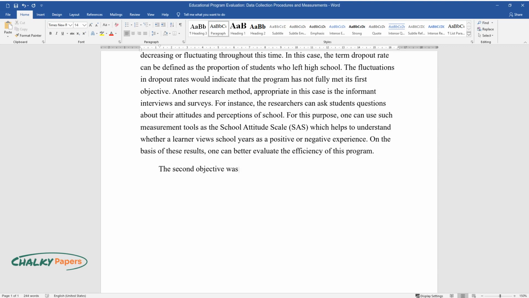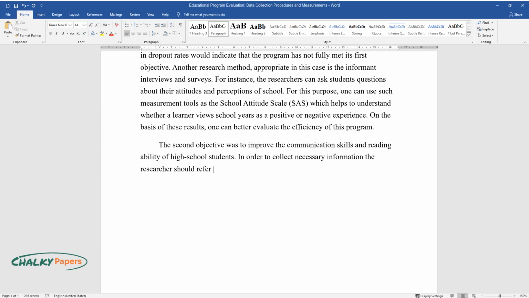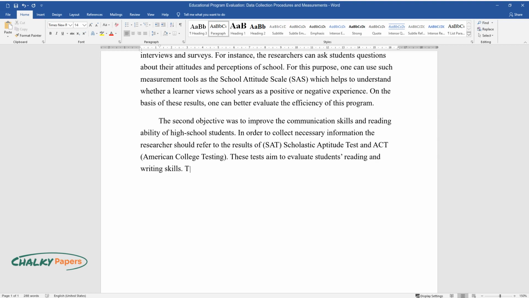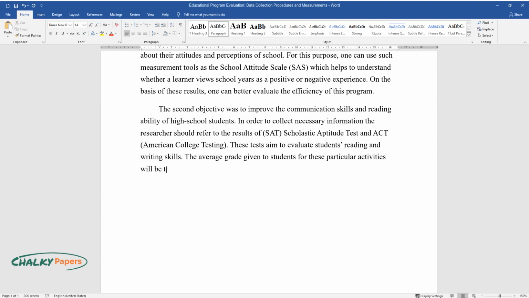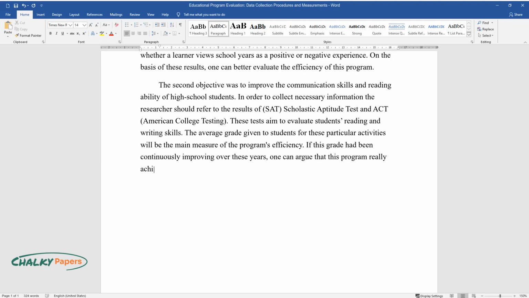The second objective was to improve the communication skills and reading ability of high school students. In order to collect necessary information, the researcher should refer to the results of SAT, Scholastic Aptitude Test, and ACT, American College Testing. These tests aim to evaluate students' reading and writing skills. The average grade given to students for these particular activities will be the main measure of the program's efficiency. If this grade had been continuously improving over these years, one can argue that this program really achieved its ultimate goal.